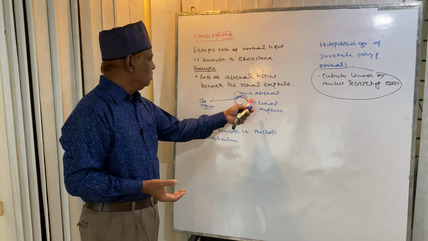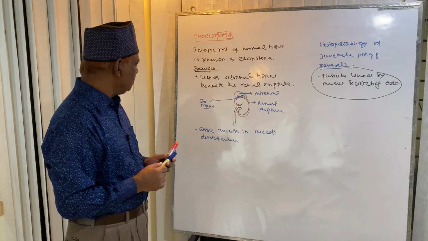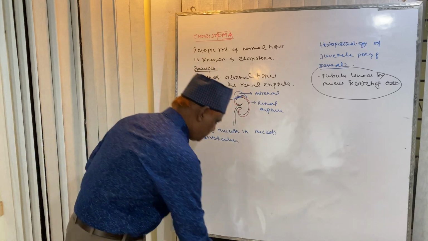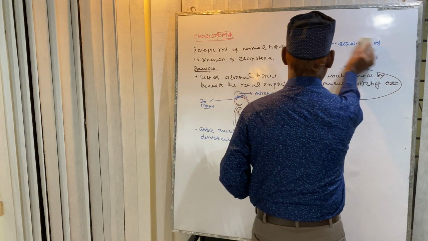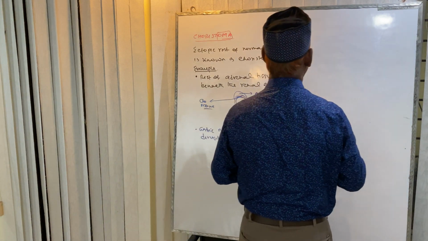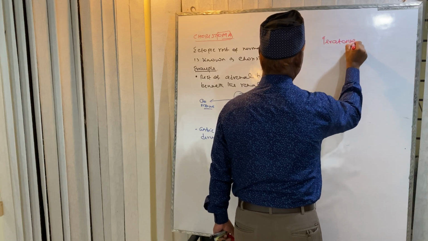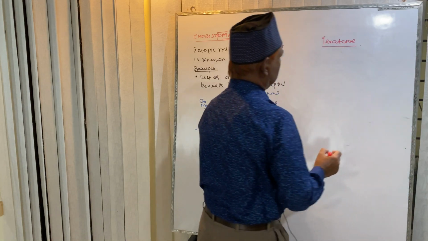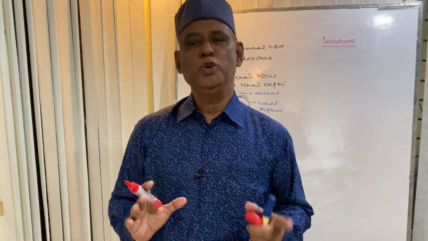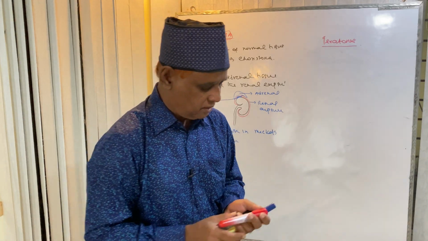Example, rest of adrenal tissue beneath the renal capsule, presence of gastric mucosa in Meckel's diverticulum. Now come to teratoma. What is teratoma? It is a tumor or neoplasm that arises from the pluripotent cell.